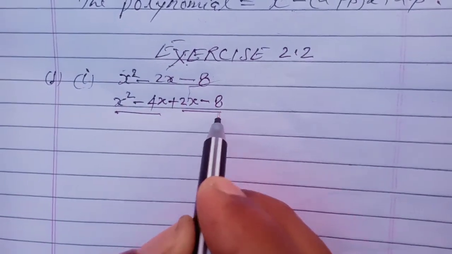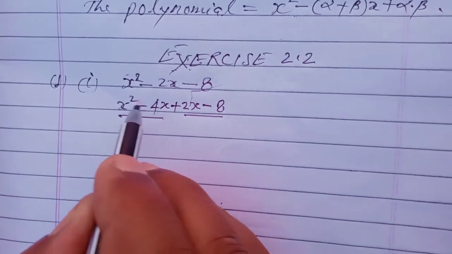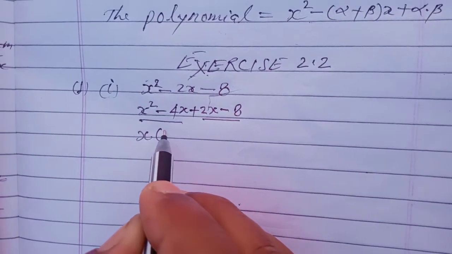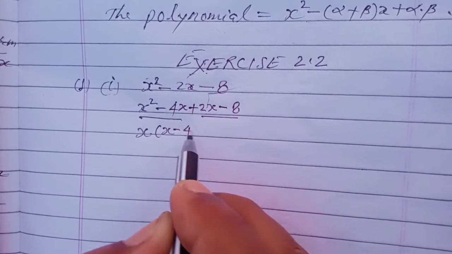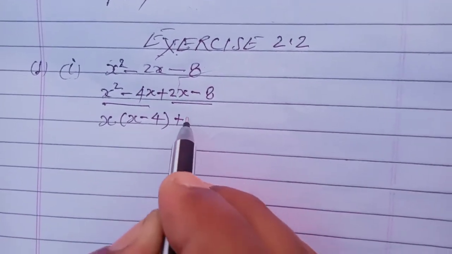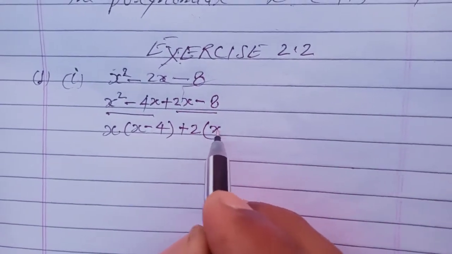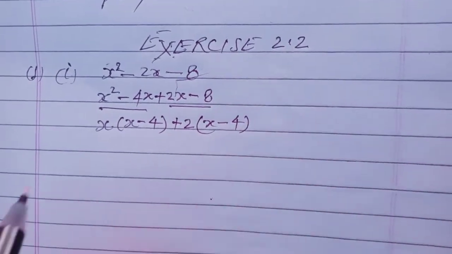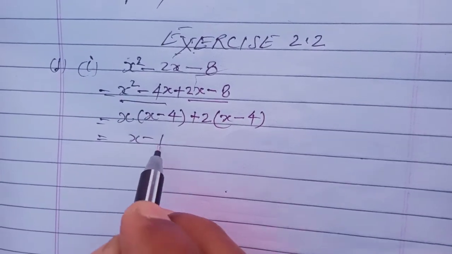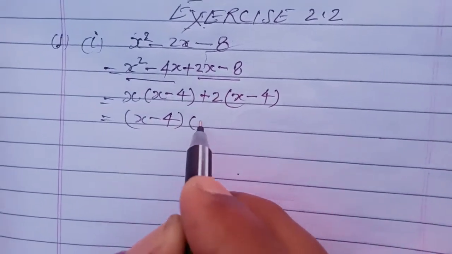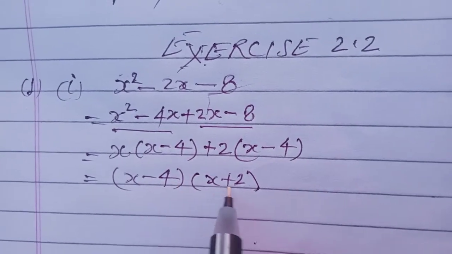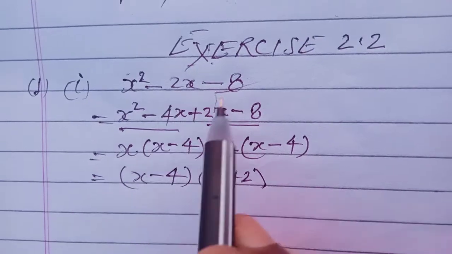Now make groups of two terms. In the first two terms, x square minus 4x, what is common? x is common, so x minus 4. In the second group, plus 2 is common: x minus 4 times 2 is 8, so 2 into x minus 4. Again, x minus 4 is common, and x plus 2 in the second bracket. So x minus 4 and x plus 2 are the two factors of this polynomial.